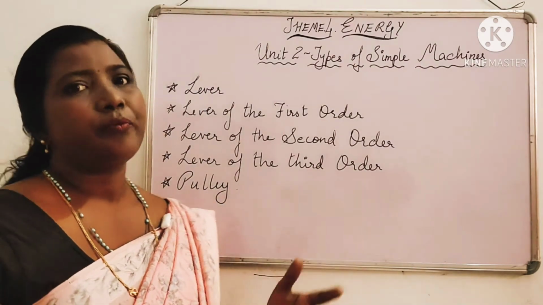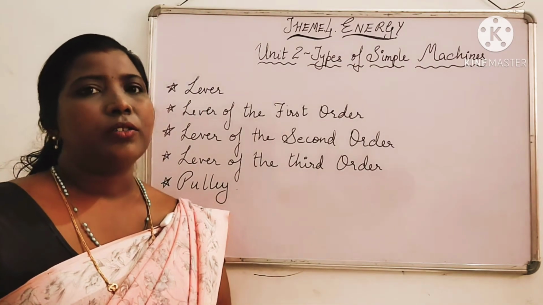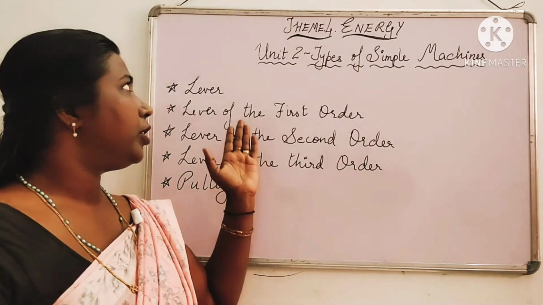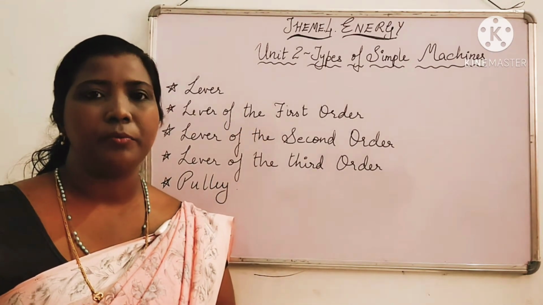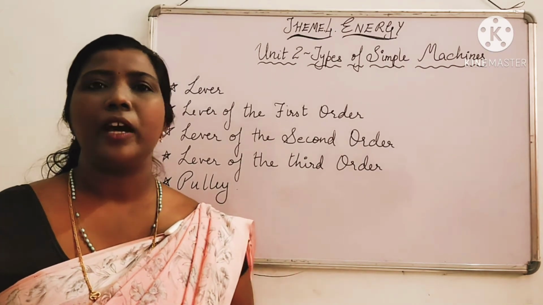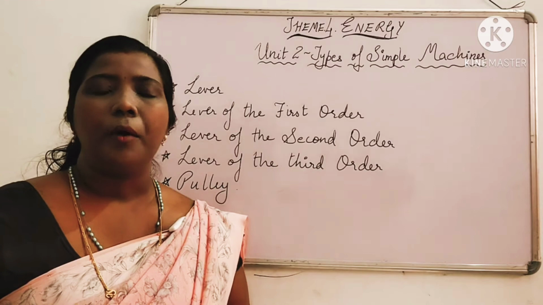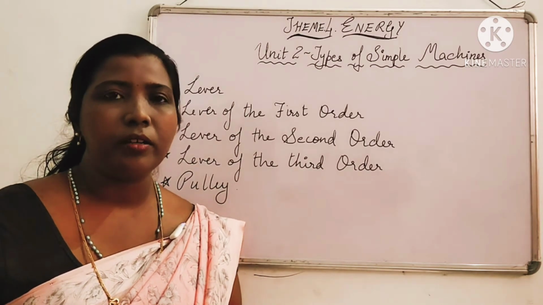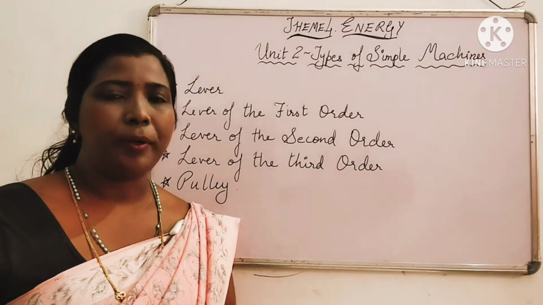We are having theme 4. So today I am in front of you with unit 2, types of simple machines, from theme 4, energy. In the last class we learned about machines. What types of machines have we learned? We have learned simple machines and complex machines.